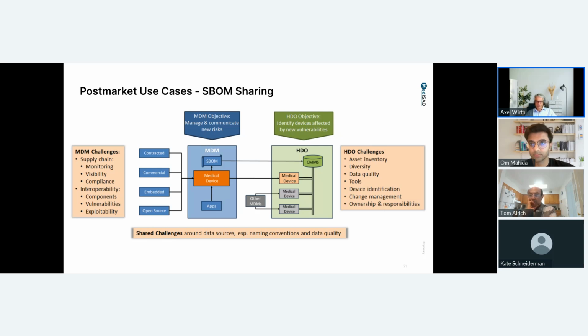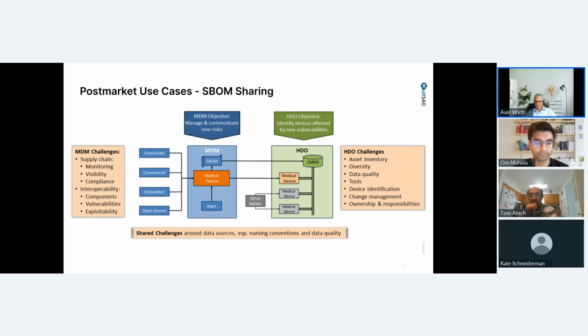So if we talk about the challenges, obviously for the device manufacturer, your challenge is your supply chain: to monitor it, to maintain visibility over vulnerability, and to demonstrate compliance, but also to assure interoperability of the individual components and make sure that your interoperability doesn't introduce vulnerabilities and exploitabilities.